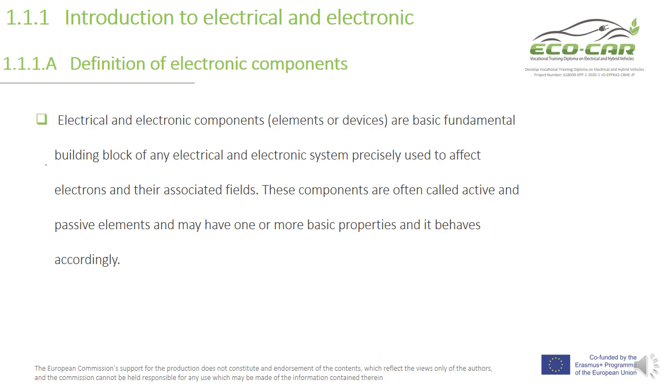Definition of electronic components. Electrical and electronic components, such as elements or devices, are the basic fundamental building blocks of an electrical and electronic system, precisely used to affect electrons and their associated fields. These components are often called active and passive elements, and may have one or more basic properties, and it behaves accordingly.